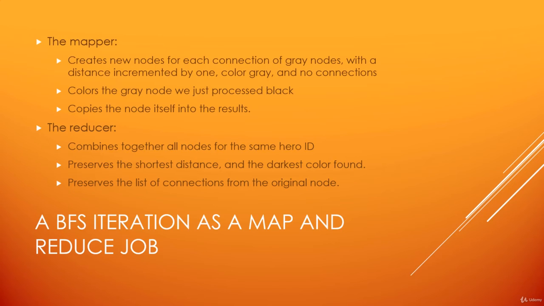The reducer's job will be to deal with all those cases where we have multiple paths going into the same node, many connections. So we need to combine together all the nodes that exist for the same hero ID. And if there is a case where there's multiple connections, we want to preserve the connection with the shortest distance and the darkest color. And as it's reducing things, it will preserve that list of connections from the original node to make sure we don't lose those on the next iteration. So that's how it all works from an algorithmic standpoint.